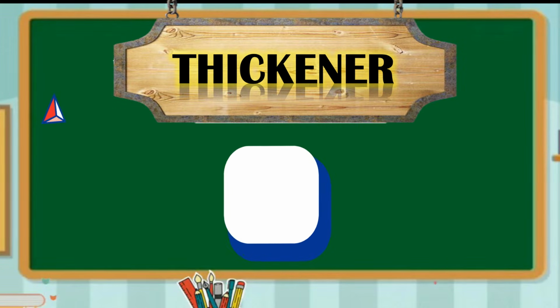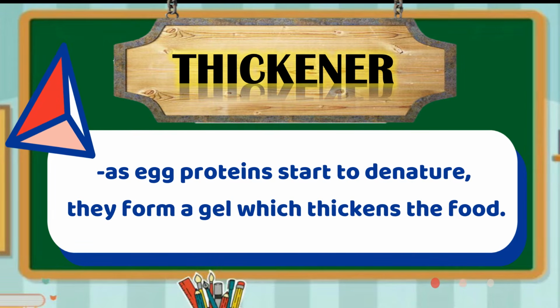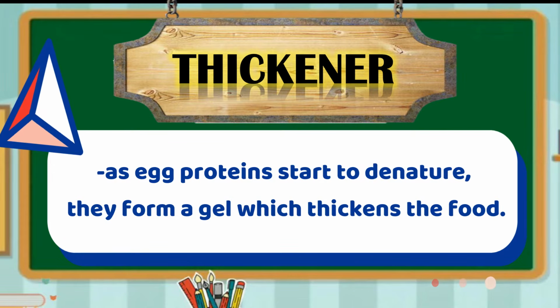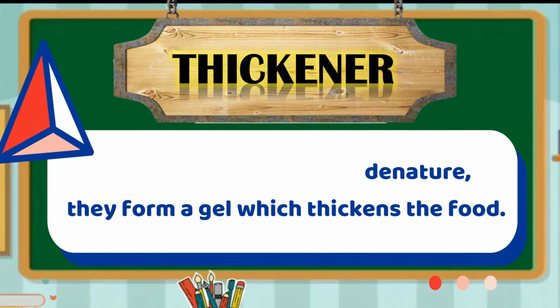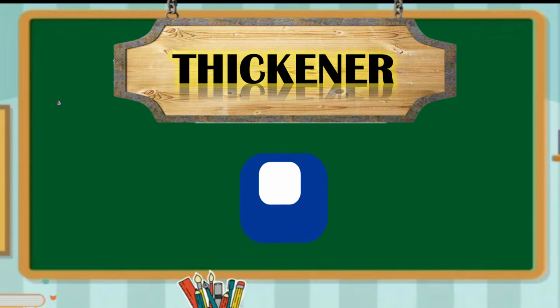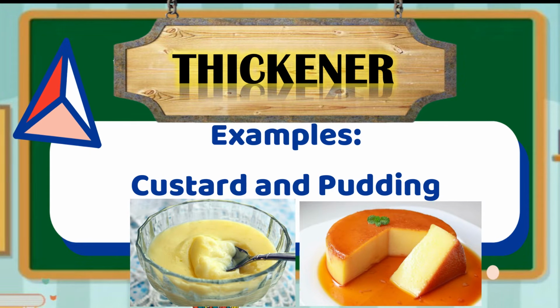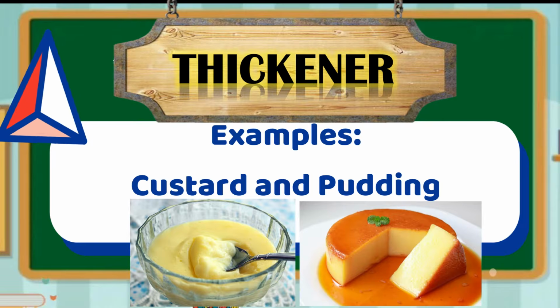And lastly, egg is also used as a thickener. As egg proteins start to denature, they form a gel which thickens the food. Egg is used as thickener in a recipe such as custard and pudding.